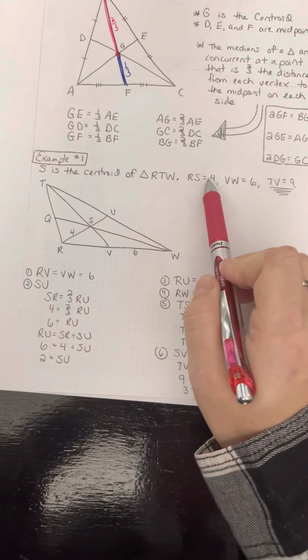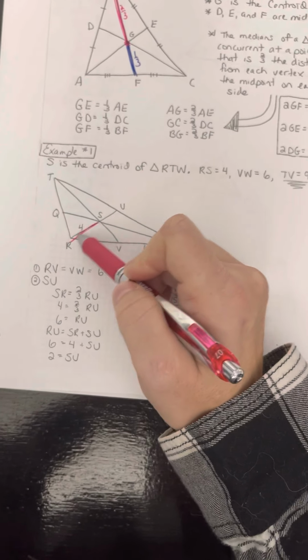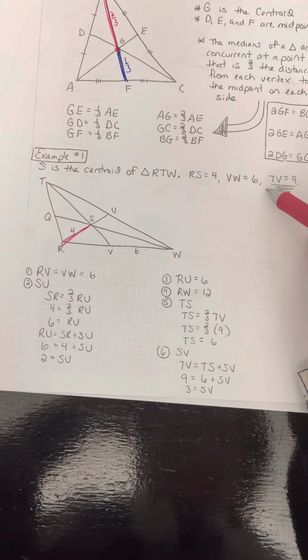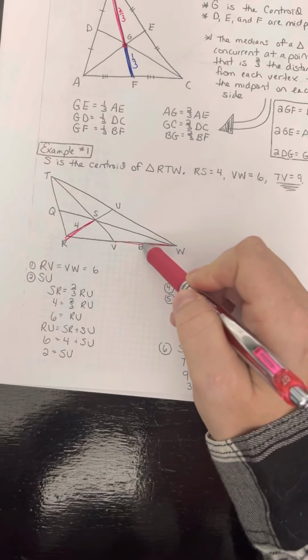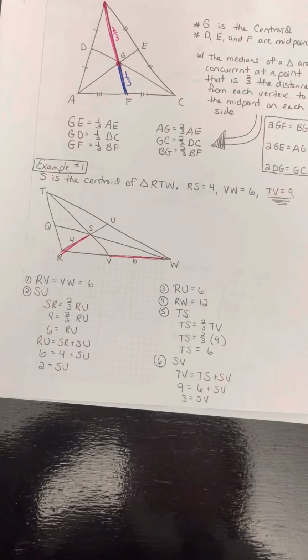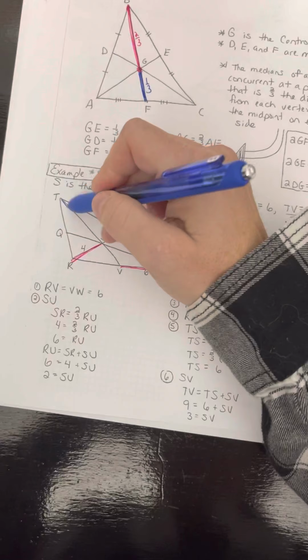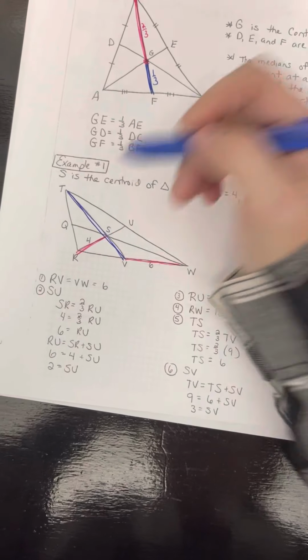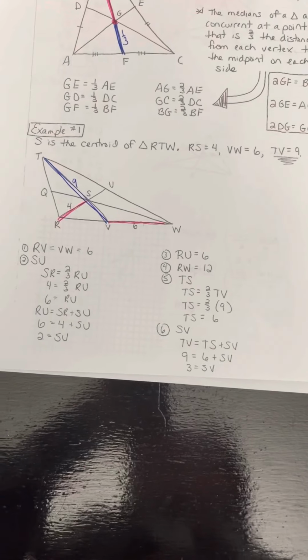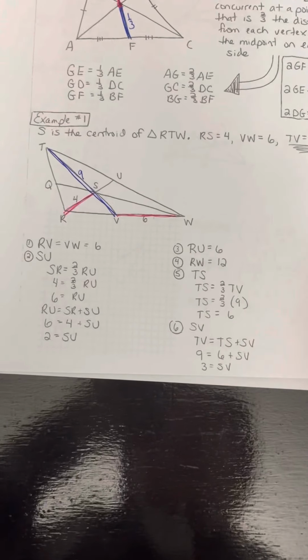So we say RS is 4, so that's already marked here. VW is 6, that's marked here. And TV is 9. Be careful how you mark this, so that it doesn't cause you problems of understanding. That's why I like to use colors. This entire length is 9. So we're asked to find different parts of this triangle.